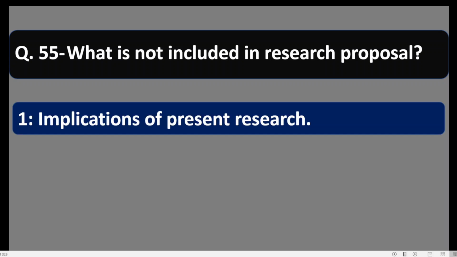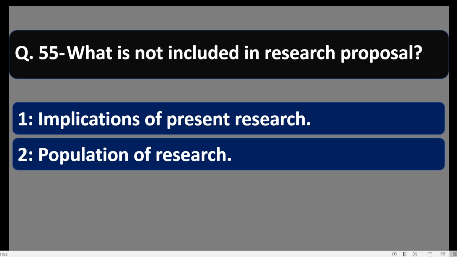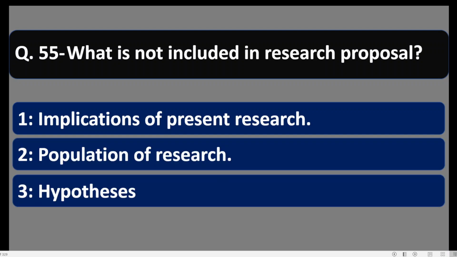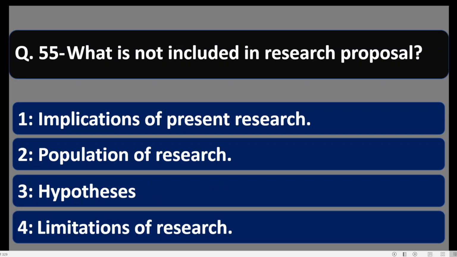What is not included in a research proposal? Let us see. Implication of present research is not included in a research proposal. Option number 1, population of research, we have to show. Hypothesis we must write in the proposal. Limitation of research also is to be mentioned in the research proposal. So option number 1, implication of present research, is not mentioned in a research proposal.